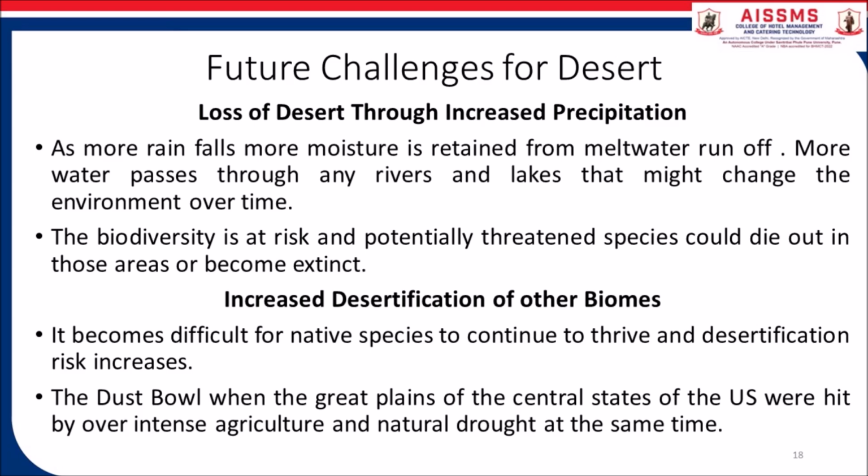Next, increased desertification of other biomes. It becomes difficult for native species to continue to thrive and desertification risk increases. A good example of this is the Dust Bowl, when the Great Plains of the central states of the US were hit by over-intense agriculture and natural drought at the same time.